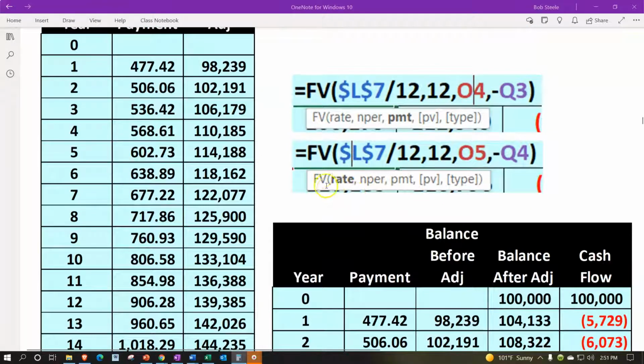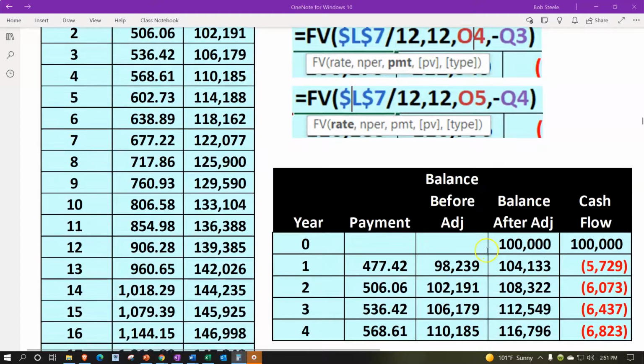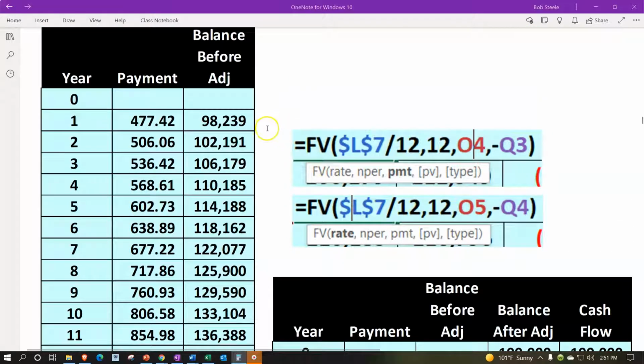Now in the second one, same kind of thing. If we copied it down, future value, then the rate L7, getting that from our table, 4% divided by 12 to get the monthly amount, comma, number of periods, once again 12, because we'd be going 12 months from the prior period, and then comma, we got the payment calculation, which would be the payment on the left-hand side, and then comma, the present value needs to be negative, and that would be negative of the prior balance that we would have going into it. That would then give us our ending balances before we make any adjustments to them.